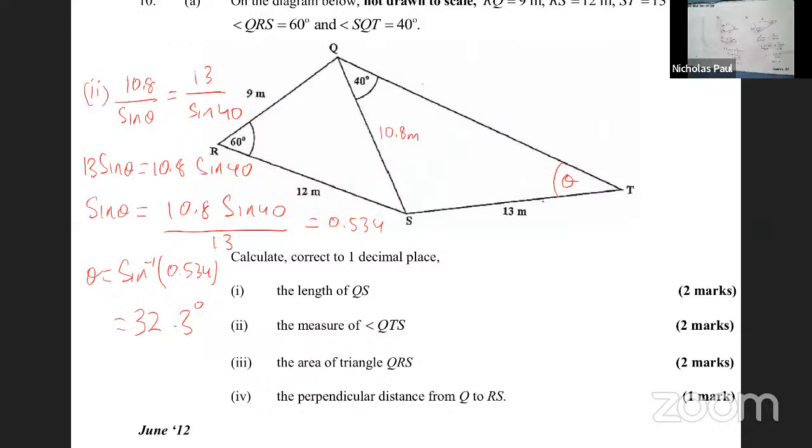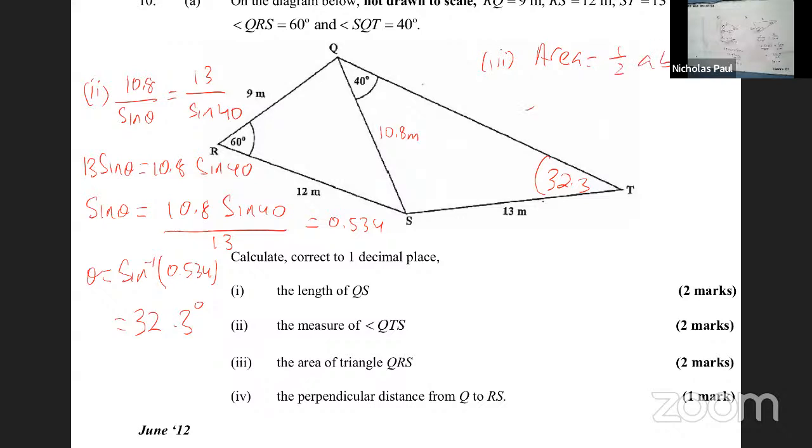So you figured out the angle, right? The angle here is 32.3. Nice. What do you ask for now? Area of the triangle. How do you find area? Isn't this half AB sine C? Right, half AB sine C.